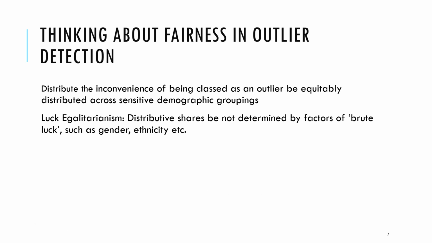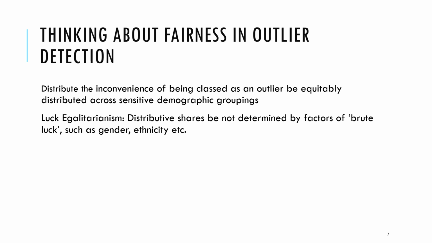So when you think about fairness and outlier detection, you can think of it in different ways. One way, or the philosophy that we use in this paper, is to distribute the inconvenience of being classed as an outlier equitably across sensitive demographic groups. And this is inspired by this moral and ethical philosophy doctrine called luck egalitarianism, which says that distributive shares be not determined by factors of brute luck such as gender, ethnicity, etc.